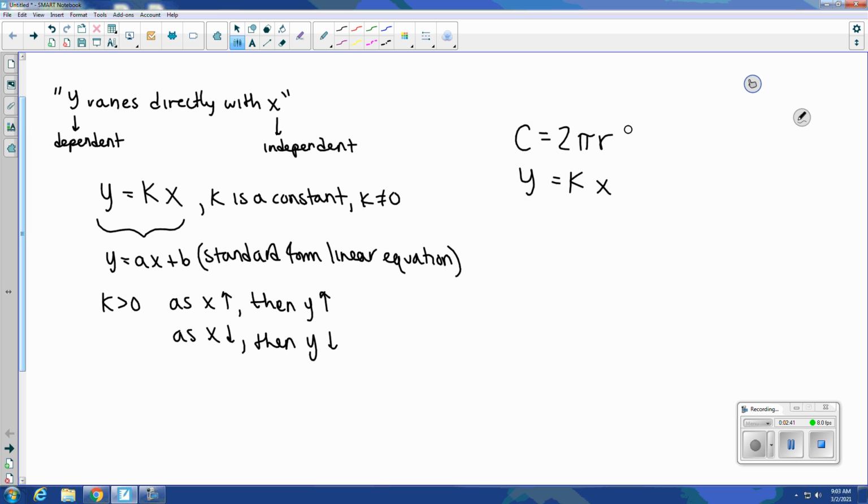This is a linear equation. And we can see that our k value is greater than 0. So we expect when the radius of the circle increases, the circumference increases. And that should make sense. When the radius of a circle decreases, the circumference decreases. So that's one example of a direct variation function in real life.